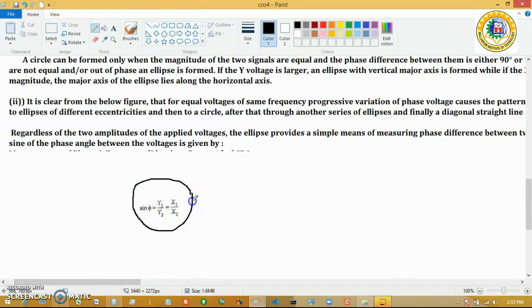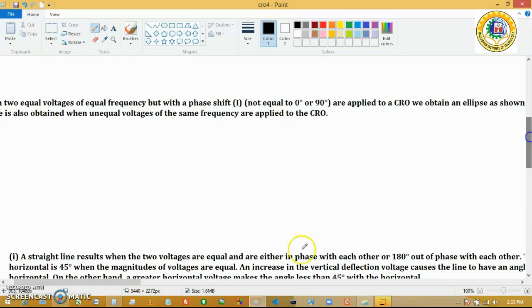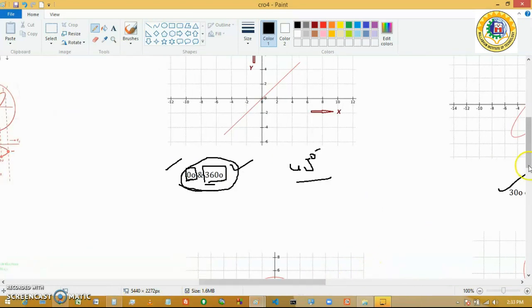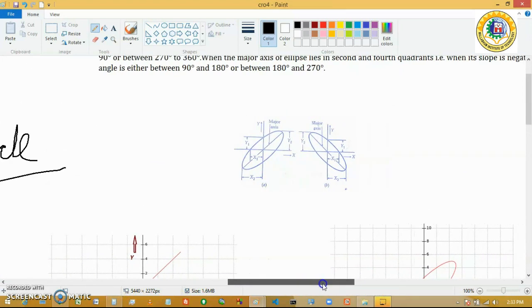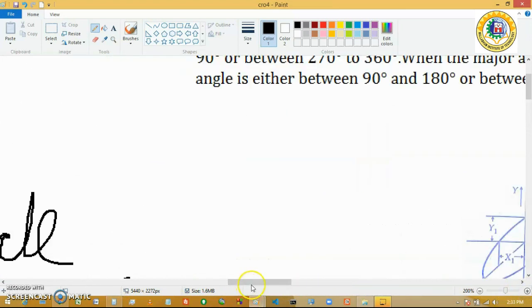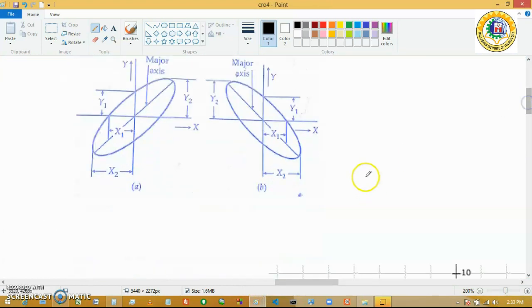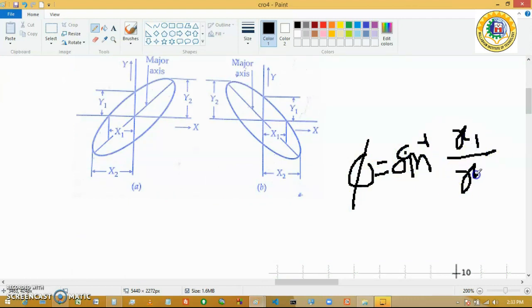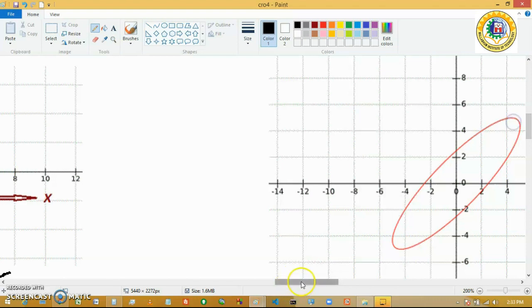So this is your formula, sin phi. Suppose this is your waveform formation like this, then the phase difference is sin inverse of x1 divided by x2. Now x1 is up to this and x2 is up to this. In the case of y1 or y2, this is up to y1 and this is up to y2. So this is the general formula for calculating the phase.